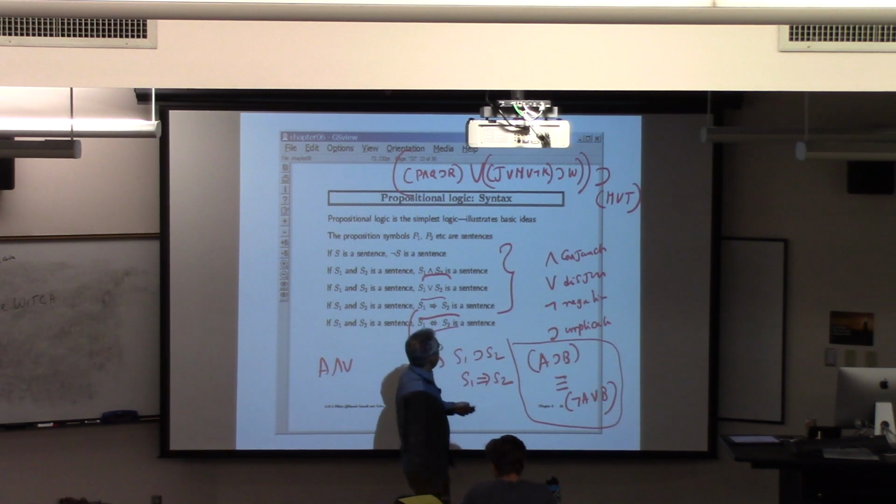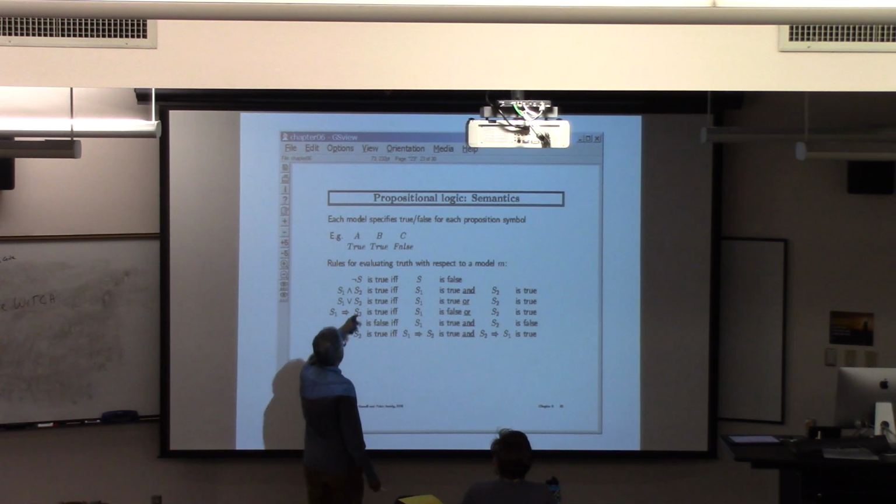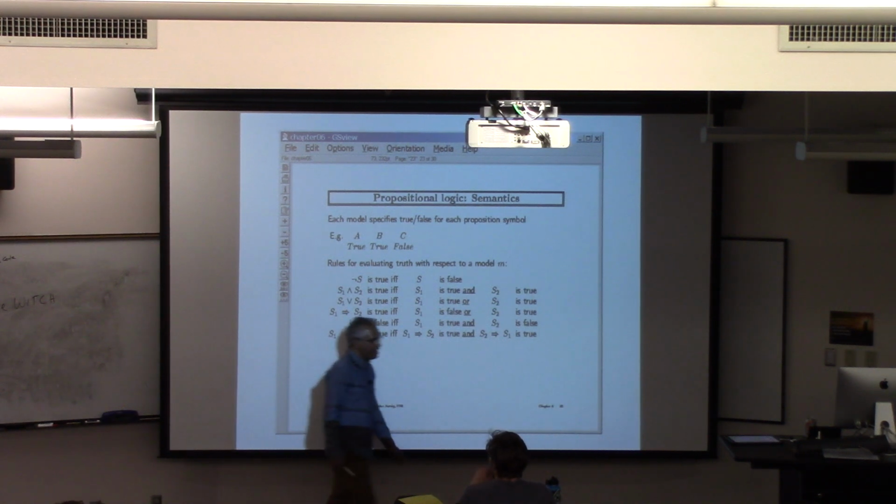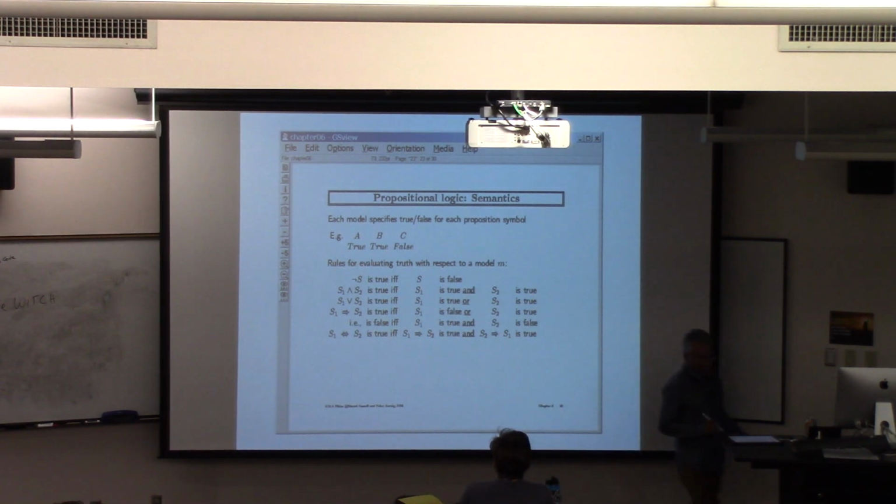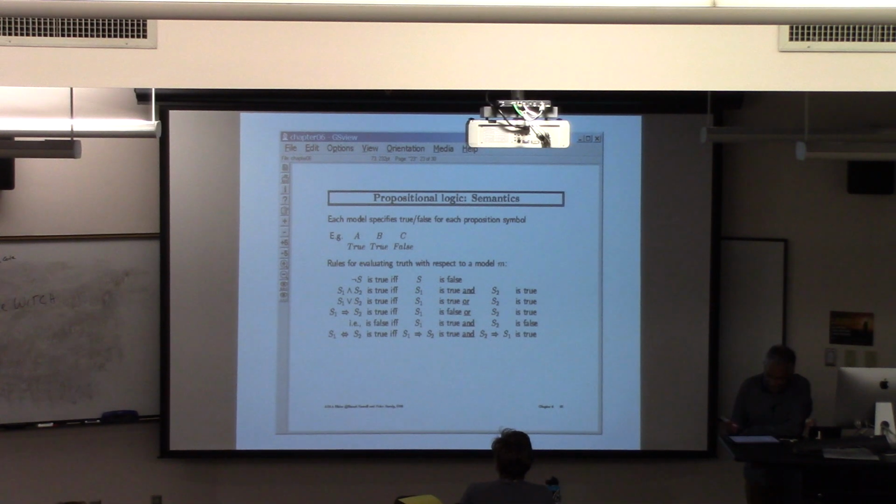Now the semantics: you define semantics this way. In any world, if S is true, not S is false. In any world where both S1 is true and S2 is true, S1 and S2 is true. And in any world where either S1 is true or S2 is true, S1 or S2 is true, and so on. These are the obvious things that you have as semantics for these operations.